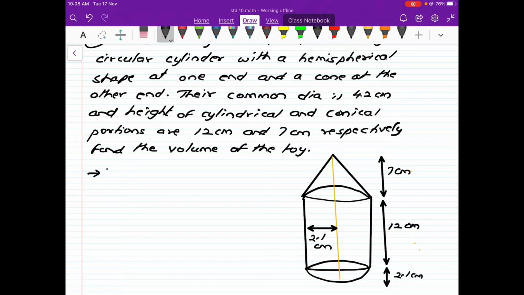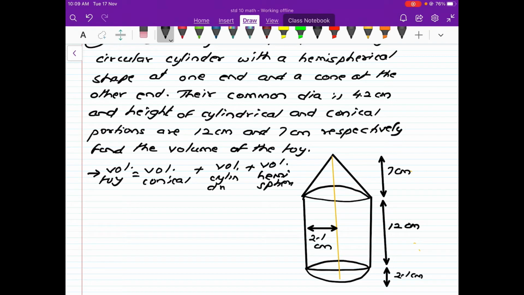So if we want to find the volume of the toy, this is equal to the volume of the conical portion, three things we have to add, plus the volume of the cylindrical portion plus the volume of the hemispherical portion. So when you add the three volumes, it will become this. So we will start putting the formula. Volume of cone is 1/3 pi r square h plus volume of cylinder is pi r square h. Volume of hemisphere is 2/3 pi r cube.